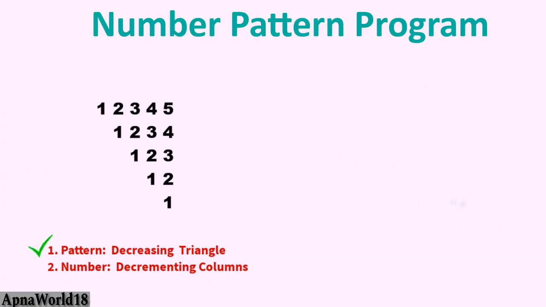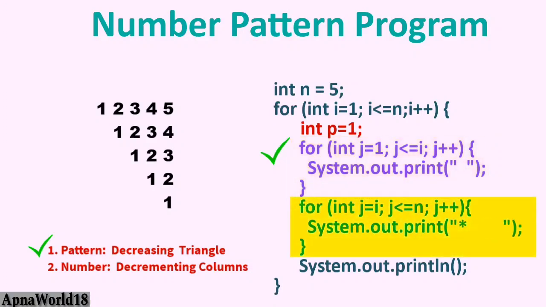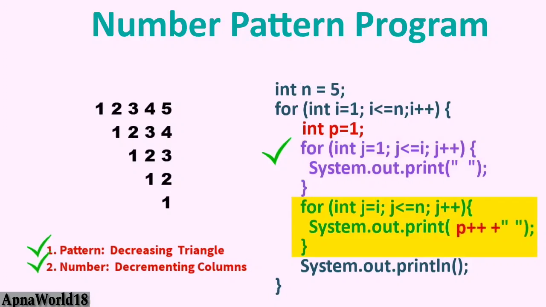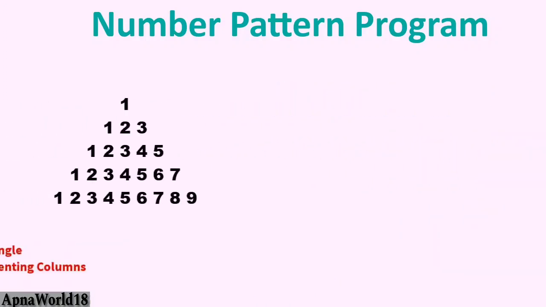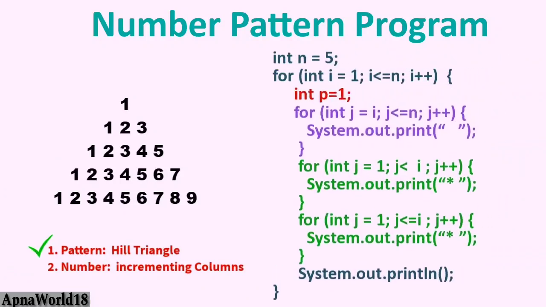Here again we will get our code for this pattern. We will initialize p to 1 the moment we enter inside the first loop. There is no change in the loop for space. We will go to the loop which prints star, and instead of star, we will print p++. How does it work for hill pattern? Again exactly the same. We initialize p is equal to 1 first time when we enter the outer loop and then just replace star with p++. This is the code for the hill pattern.